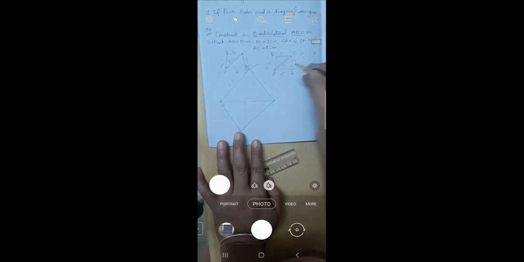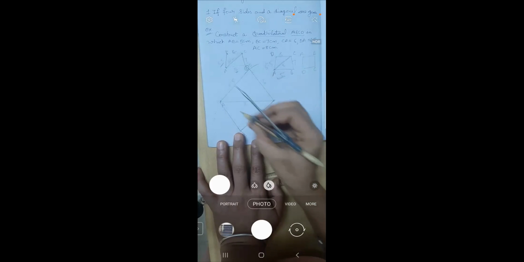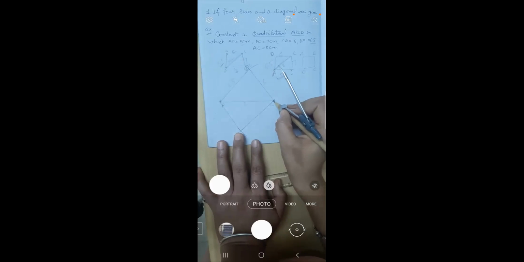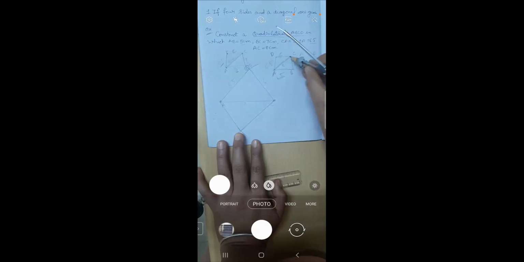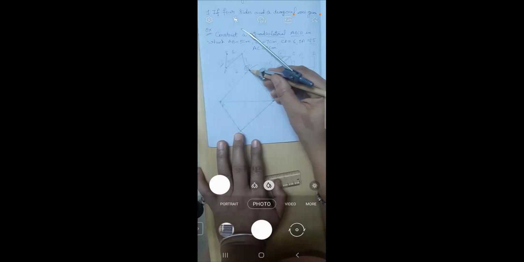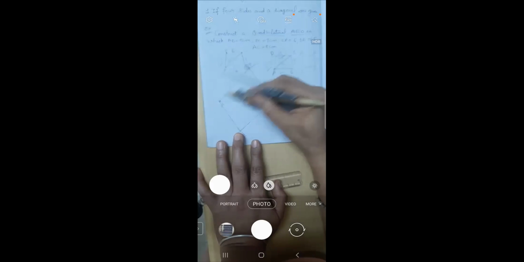Now if asked to construct this quadrilateral, you have to start with the diagonal first. First draw the diagonal line of 8 centimeter. Then open the compass to 6 centimeter, draw an arc of 6 centimeter from C and an arc of 6.5 from A. The intersection of the arcs will be point D. Now you can join D to A and D to C.